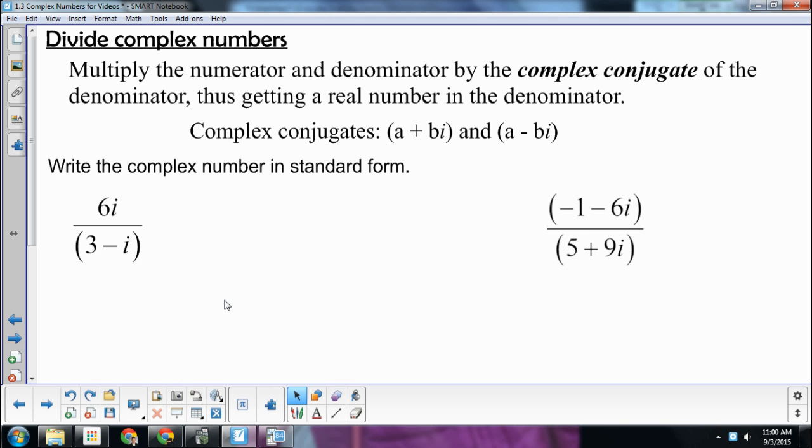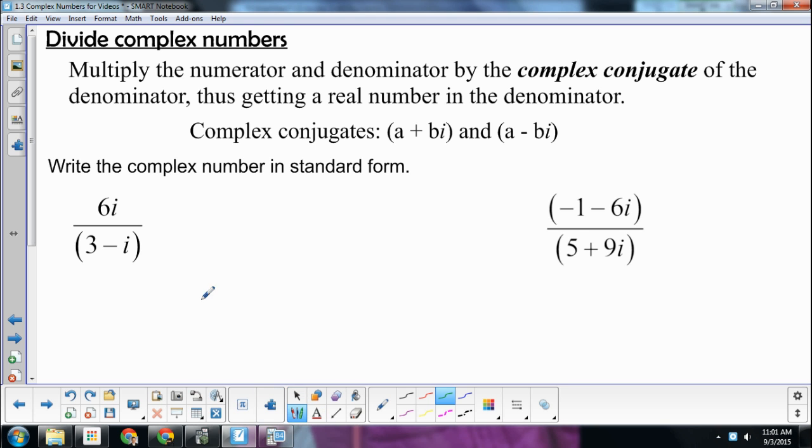Standard form would mean that there's no i in a denominator, because i, if you remember, is an irrational, imaginary, radical expression, which we're not allowed to have in the denominator of a fraction. So the key to doing this is we multiply the numerator and denominator by the complex conjugate of the denominator. Fancy words for meaning this: if I have a plus bi as my denominator, its complex conjugate would be a minus bi. Same two parts, different symbol in the middle.